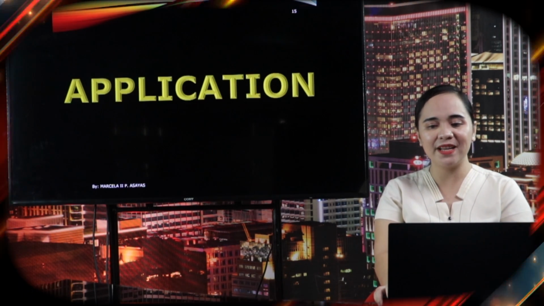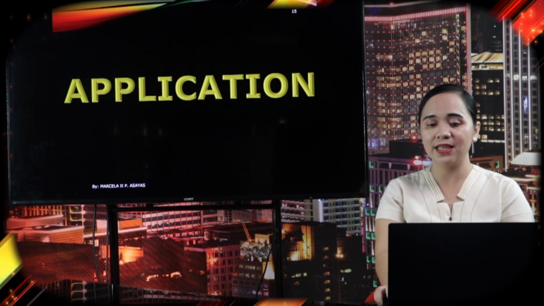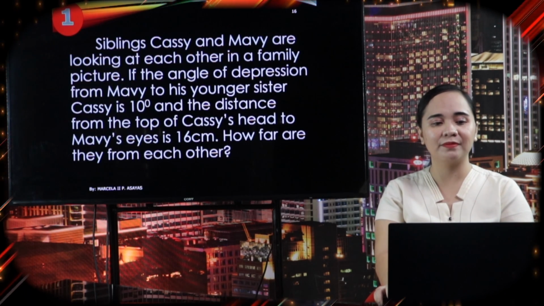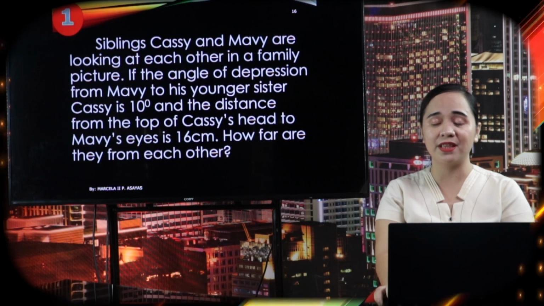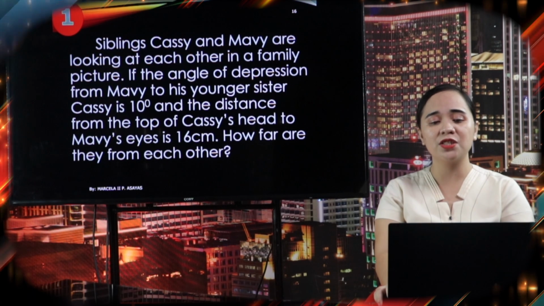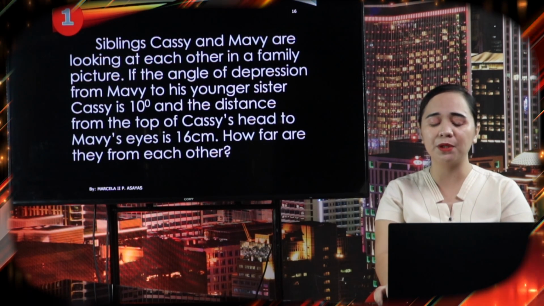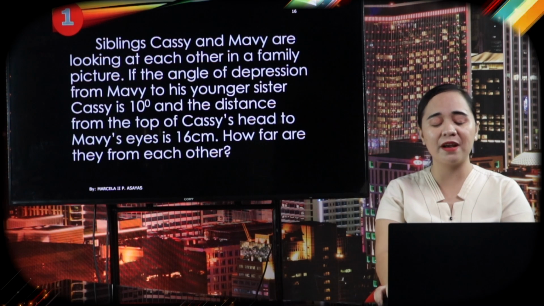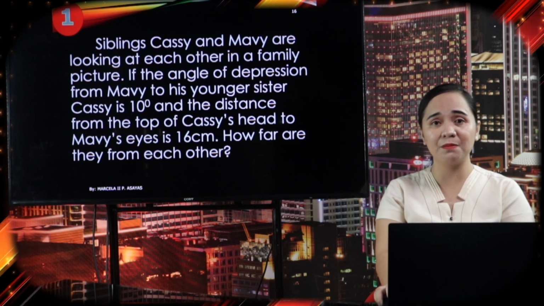Now, let's apply in a word problem the lesson we discussed earlier. Let's read the given problem. Siblings Cassie and Mavi are looking at each other in a family picture. If the angle of depression from Mavi to his younger sister Cassie is 10 degrees and the distance from the top of Cassie's head to Mavi's eyes is 16 centimeters, how far are they from each other?